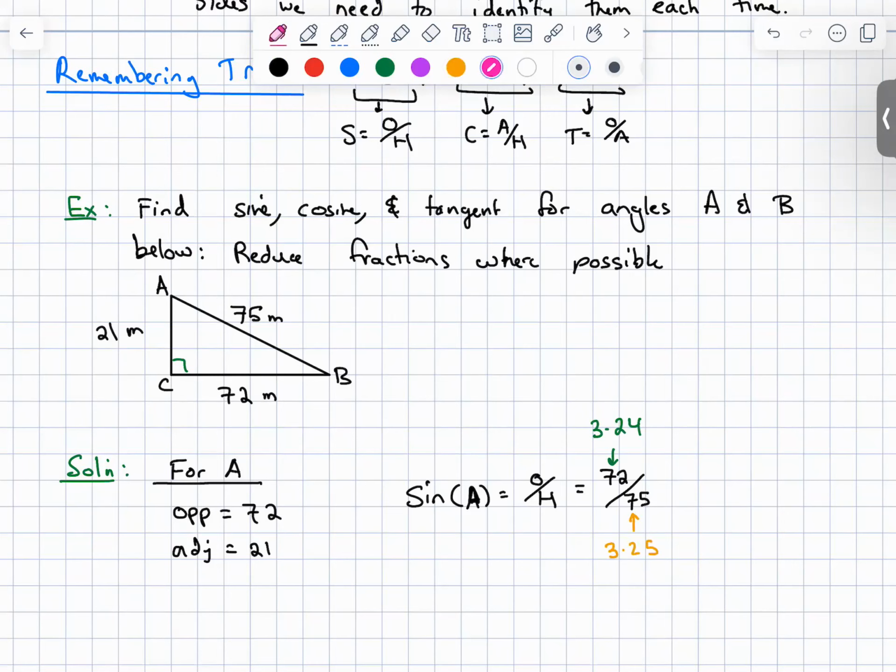And so how we cancel things is you can cancel things vertically and diagonally. With fractions, you can cancel things vertically and diagonally. So we can cancel this common factor of 3, and this ends up being 24 over 25.